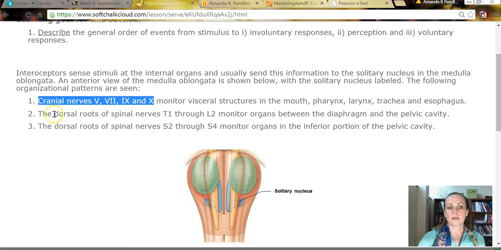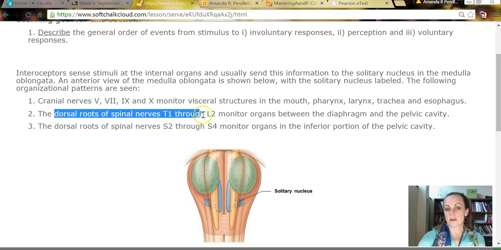All right, and then the dorsal roots of your spinal nerves, T1 all the way through T12, and then L1 and L2. So remember, T means thoracic, L means lumbar. Okay, go back and review chapter 13 if you need to remember where those are located. Those are going to monitor organs between the diaphragm. Remember, at the bottom of your rib cage is your diaphragm. So everything between diaphragm and the pelvic cavity.